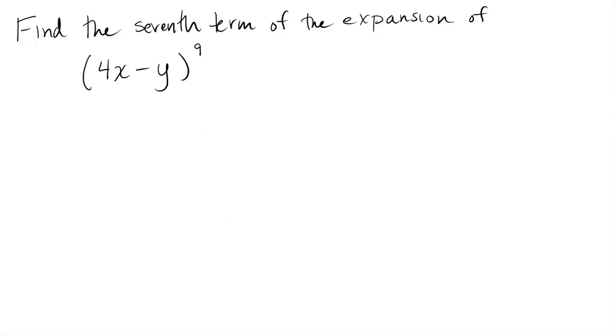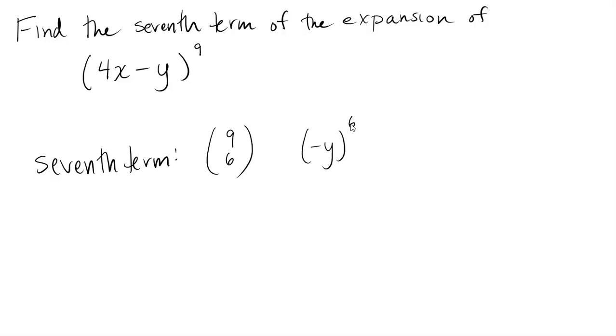Let's find the 7th term of the expansion of (4x - y)^9. If I want to jump straight to the 7th term, I just have to remember that the binomial coefficient is lagging 1 behind. So this is going to be 9 choose 6, not 9 choose 7. I'm choosing 6 copies of the back term. So it's (-y)^6. And now I have my 7th term.